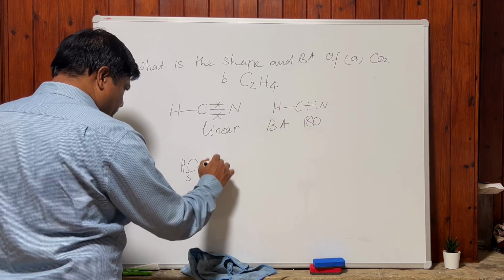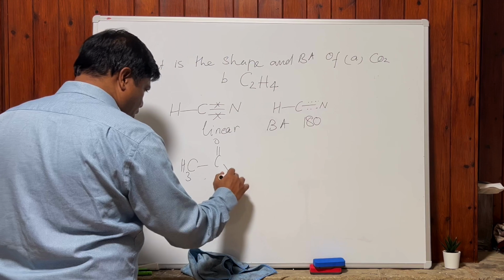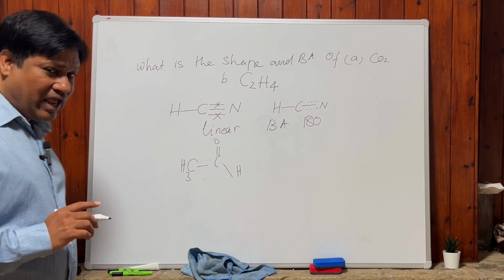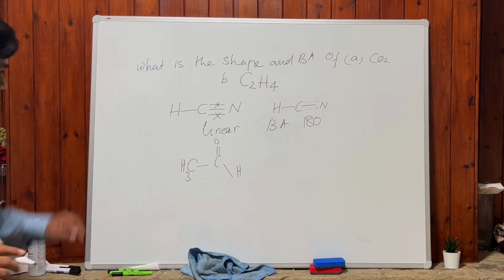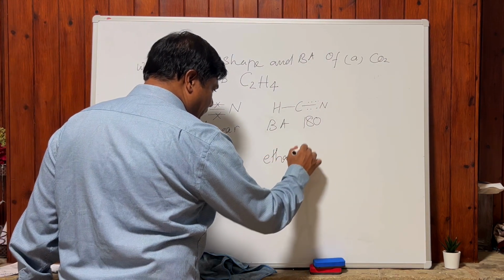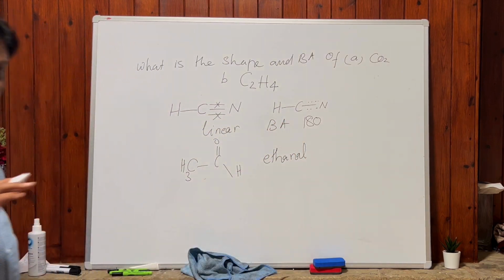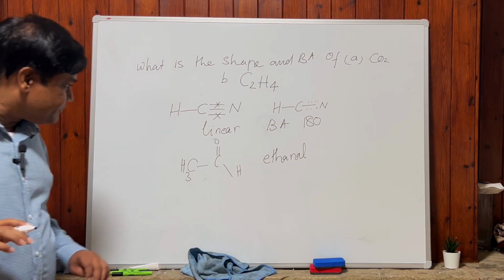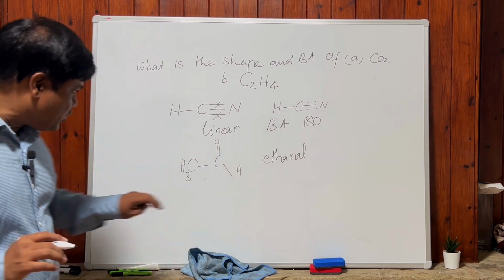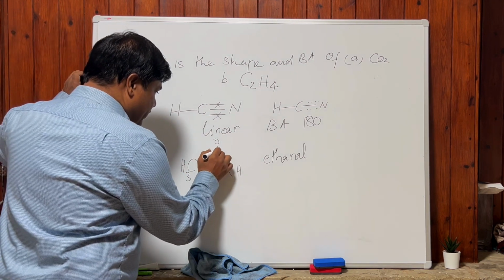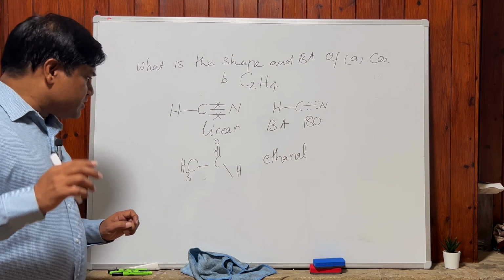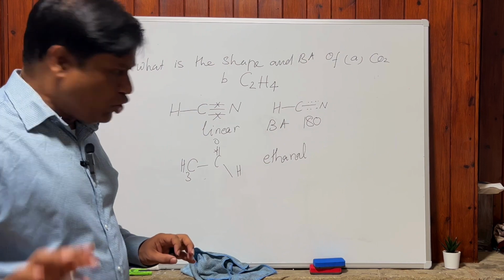CH3, C double bond O, OH. This is ethanal, an aldehyde. Ethanal, not ethanol, ethanal. It's an aldehyde. Look, each carbon makes 1, 2, 3. I told you, ignore that double bond. So carbon has 3 bonded pairs of electrons and no lone pair.